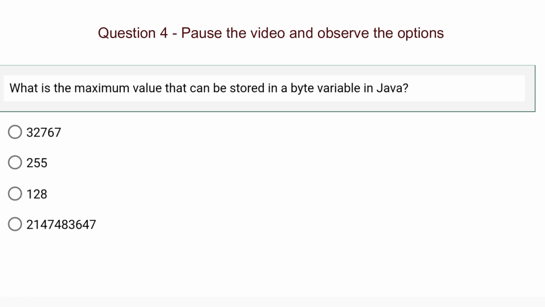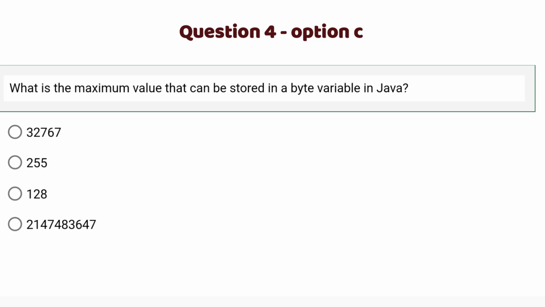Next question. What is the maximum value that can be stored in a byte variable in Java? Please pause the video and observe the options. The correct option is option number C, 128.